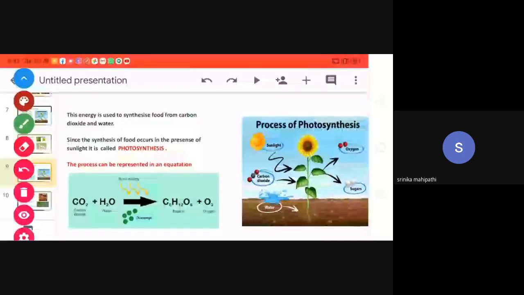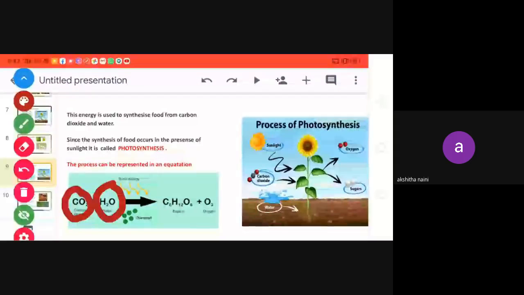Leaves absorb carbon dioxide through the tiny pores called stomata, right? Next, H2O indicates water. CO2 is nothing but carbon dioxide, right? And H2O is nothing but water.